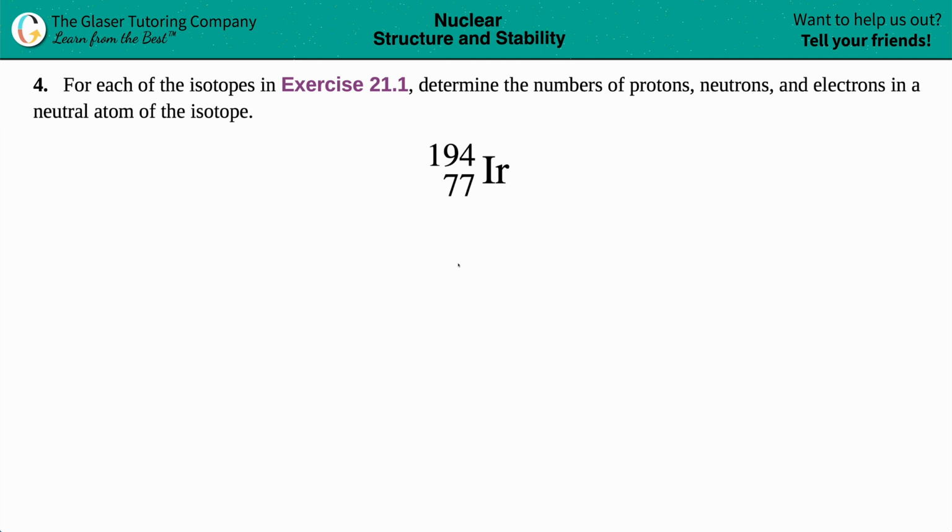4. For each of the isotopes in exercise 21.1, determine the number of protons, neutrons, and electrons in a neutral atom of the isotope. Okay, and then we have this example here, which is one of the examples in exercise 21.1. So we have 194 on the top, 77, and Ir. From this, we just have to find out how many protons, neutrons, and electrons there are. So let's just write that down.